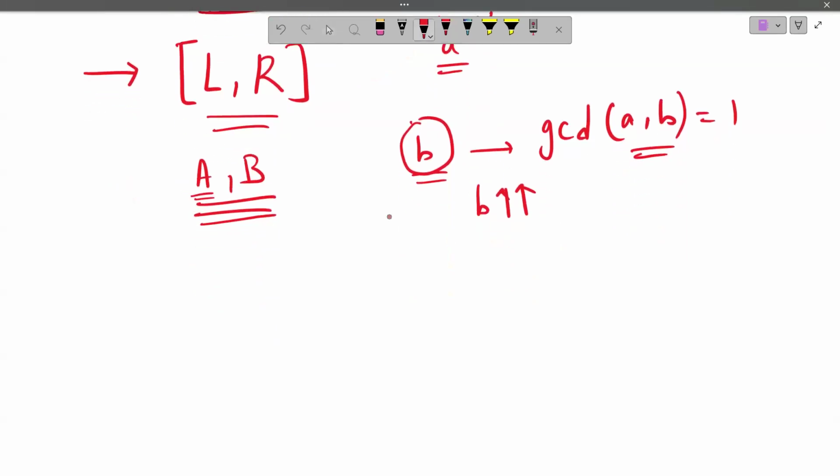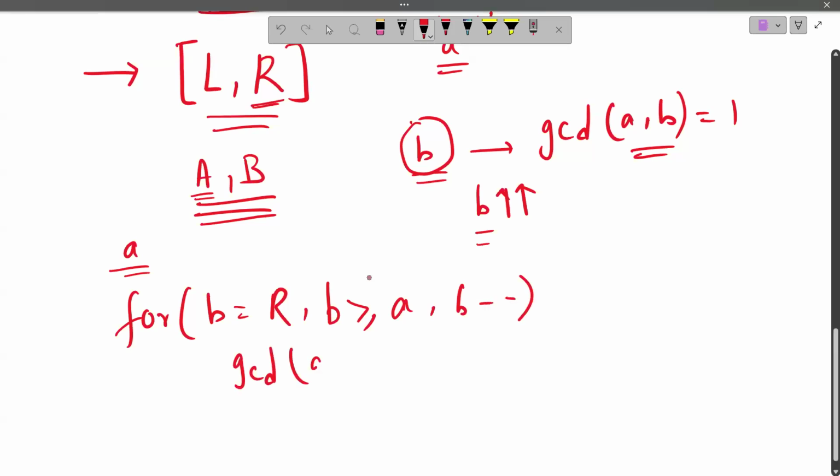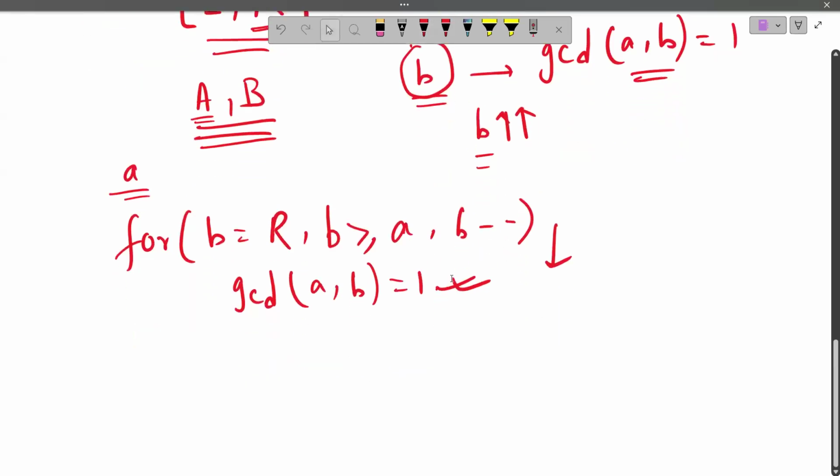So my idea was that if I try to run this code, I just check which values of B are possible. Then probably I will not get a very large range. If I write a simple brute force code, suppose I fix an A, and then I iterate over all B's from R, because I need to take a large value. I iterate over some values and check whether GCD of A and B is 1 or not. My idea is that very quickly, in very few iterations, this loop will break.